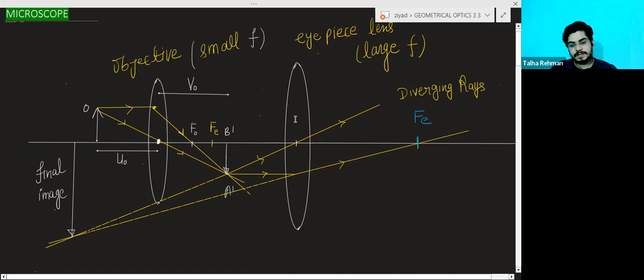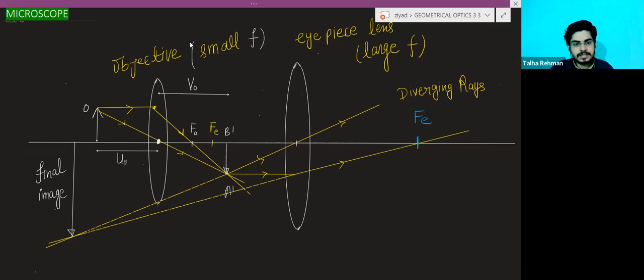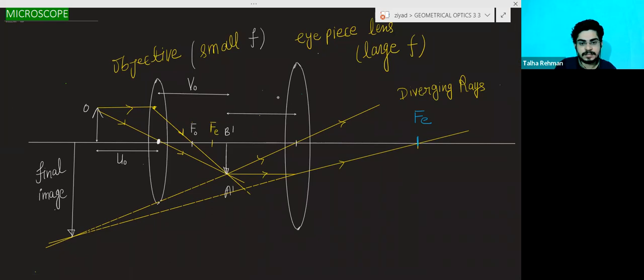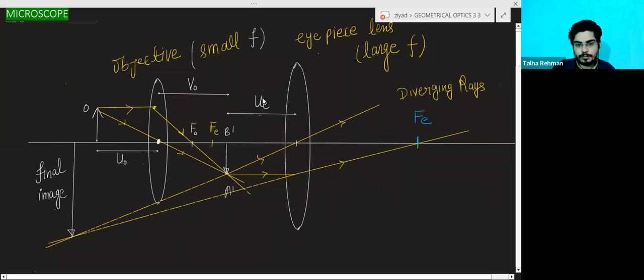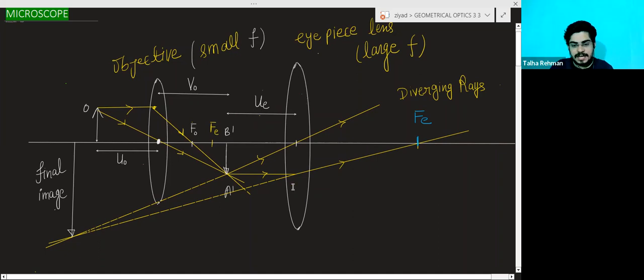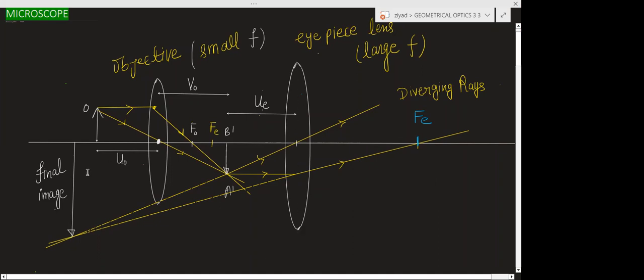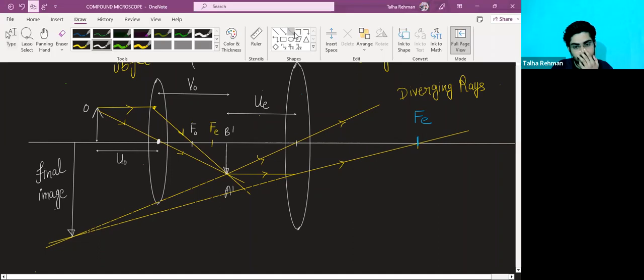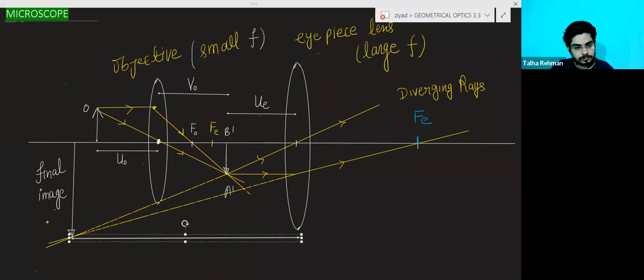Now we are coming to the eyepiece lens. For the eyepiece lens, the distance from the optical center of the eyepiece lens to the object will be the object distance for the eyepiece lens. Now, the image distance for the eyepiece lens: this is the eyepiece lens and this is the image formed by it. So the distance between the optical center of the eyepiece lens and the final image will be the image distance for the eyepiece lens.